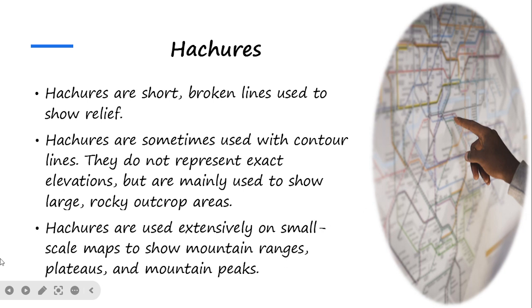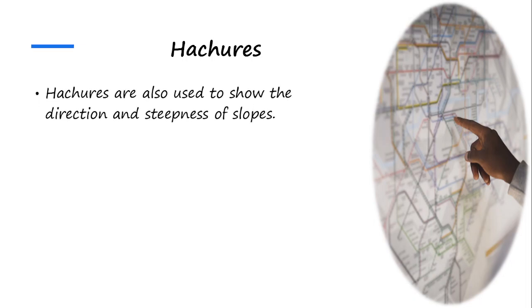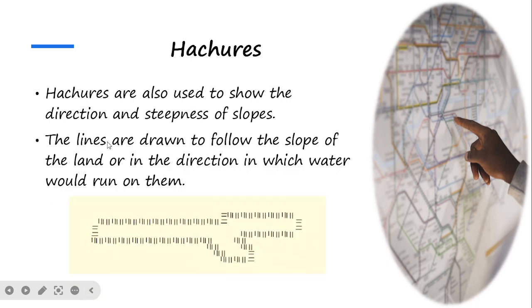Since small scale maps have plenty of various relief features, you might need hatches to show the details of these specific relief features: mountain ranges, plateaus, and mountain peaks. Hatches are also used to show the direction and the steepness of slopes, so that's the other use. The lines are drawn to form the slope of the land and in the direction in which water would run on them. So here is a simple illustration of how hatches can look on the topographical map.